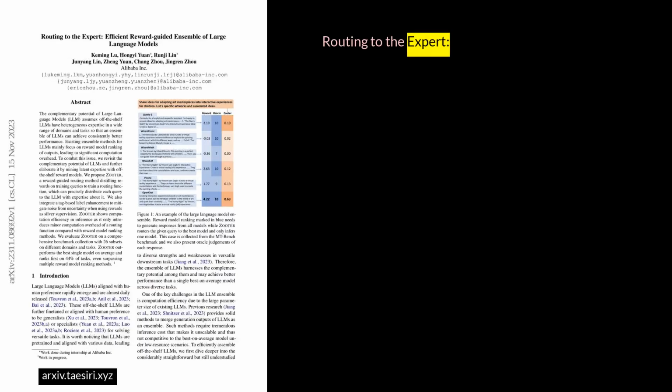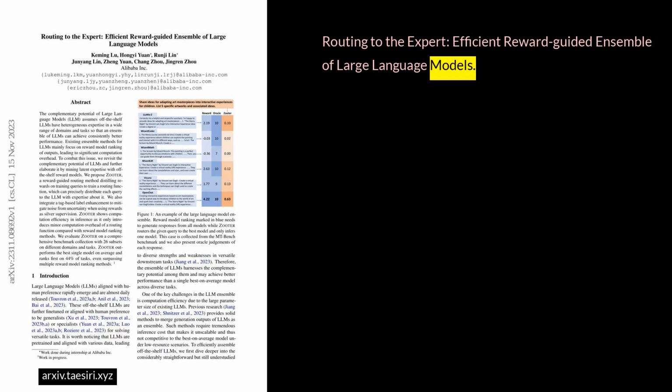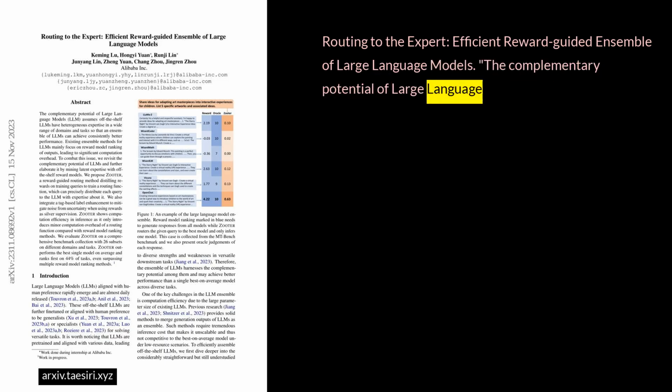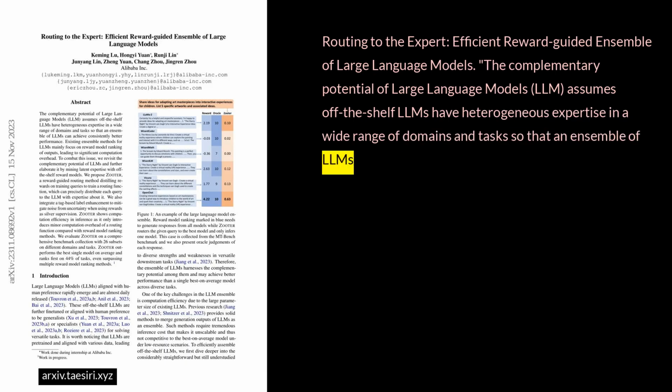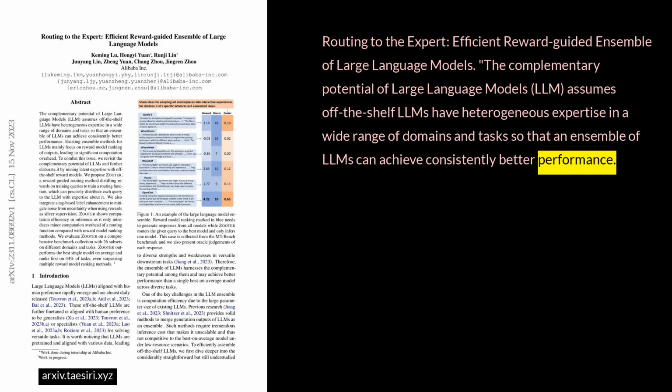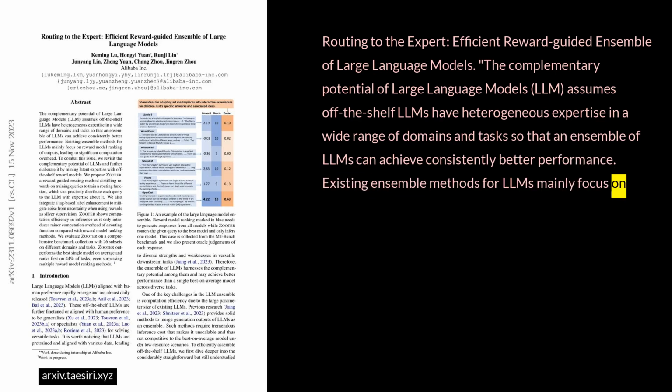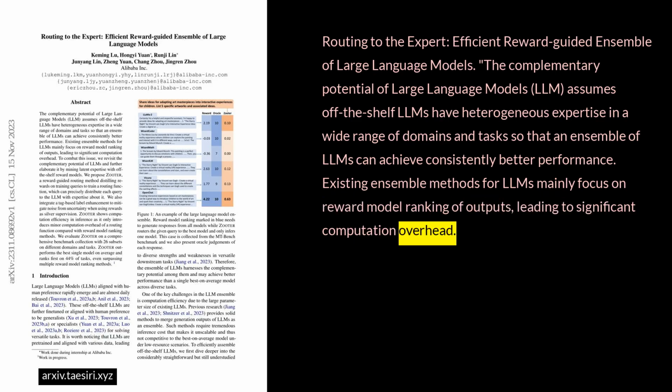Routing to the expert: efficient reward-guided ensemble of large language models. The complementary potential of large language models (LLMs) assumes off-the-shelf LLMs have heterogeneous expertise in a wide range of domains and tasks, so that an ensemble of LLMs can achieve consistently better performance. Existing ensemble methods for LLMs mainly focus on reward model ranking of outputs, leading to significant computation overhead.